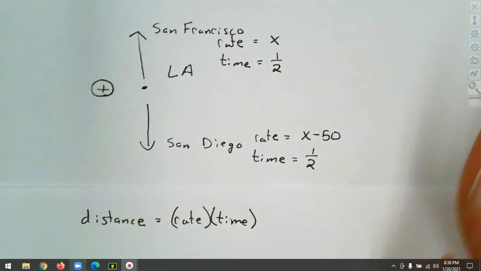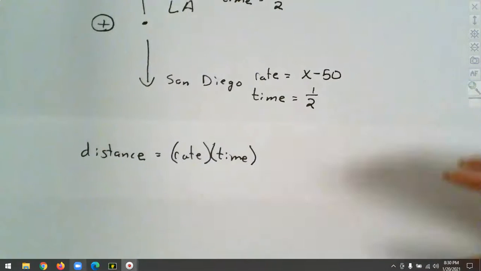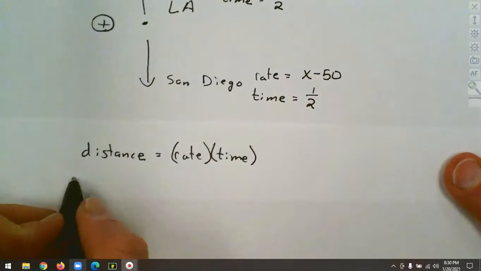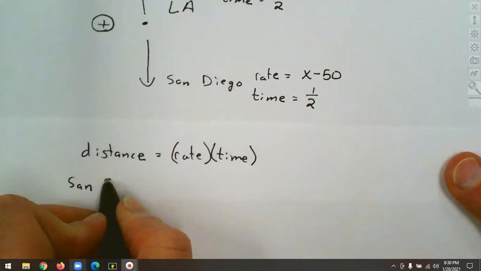And we're going to look at each of these airplanes independently. And then we're going to talk about our total distance as well. So we're building our distance equation. And let's look at the San Francisco plane.